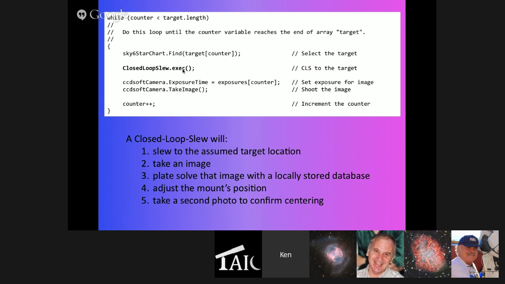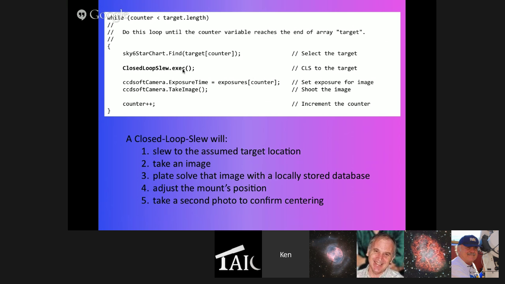In my system, I have it set so the exposure for the closed loop slew is about 10 seconds, and then it takes about 5 seconds to solve. It's a local database, so you don't need to be on the internet. It takes 5 or so seconds, then a few seconds to adjust, and then it takes another image. So that's really a quick thing to program. You just throw closed loop slew.exec in there. It's marvelous, and it will be deadly accurate.